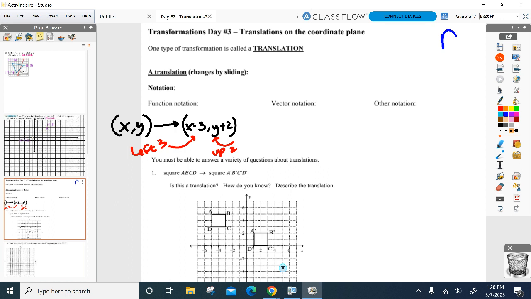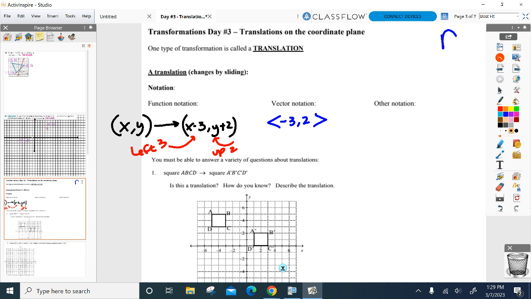Second way I could write it, a little bit more compact, vector notation. Instead of parentheses, and I don't know why they chose these, but you're going to see these, the old inequality symbols there. Inside, you'll see 2 numbers. Means the same thing as function notation, left 3, up 2. I just write it a little differently.